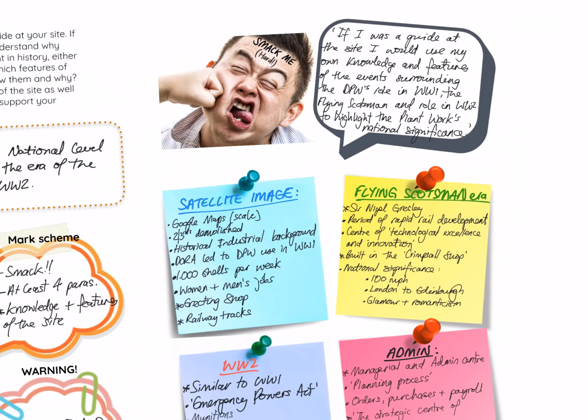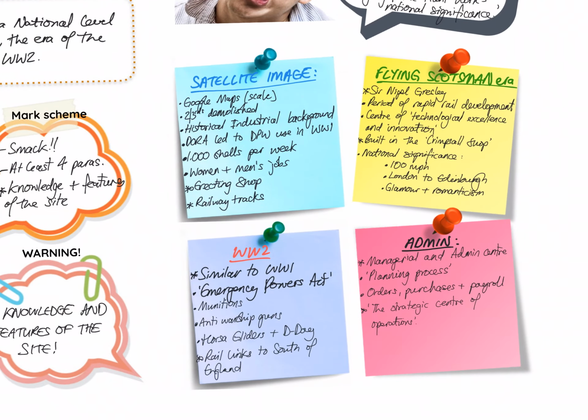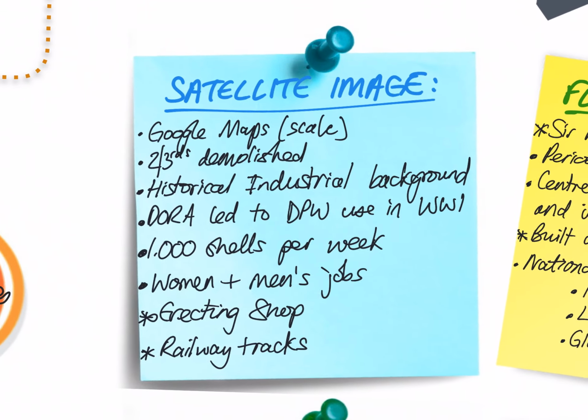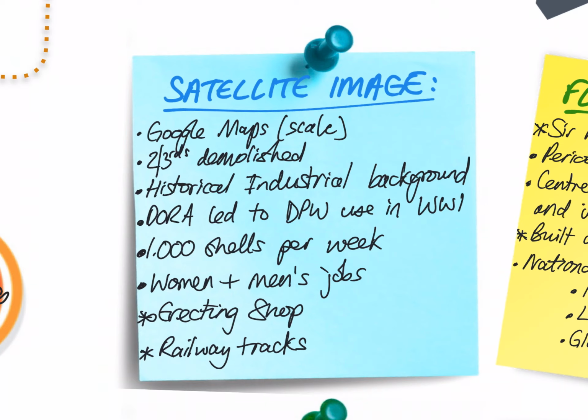And then here are the different paragraphs. We've got our four different paragraphs there. So the first point will revolve around the satellite image. Remember how I mentioned I'd actually show them a Google map, and that would highlight the scale of the site itself. I'd highlight that it was two-thirds demolished.